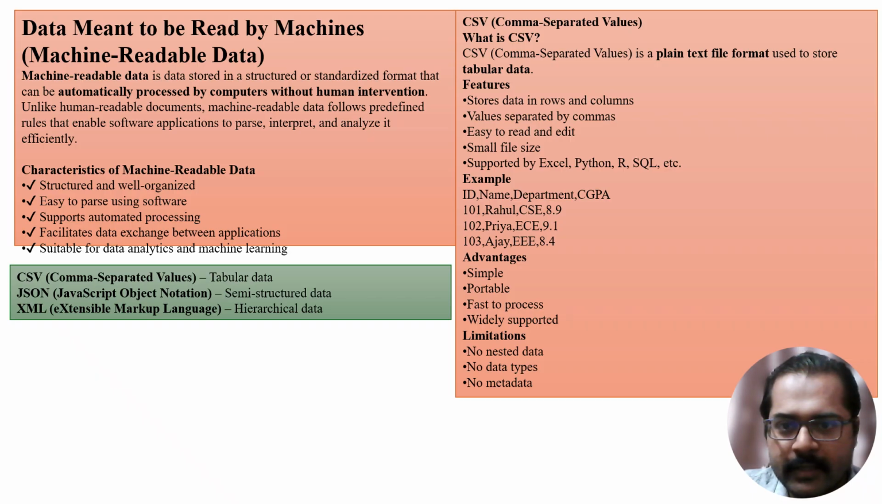Example: you can see ID, name, department, CGPA, 101 Rahul. Advantages: simple, portable, fast to process, widely supported. Limitations: no nested data, no data types, no metadata. These are the limitations. Let's see the next slide.